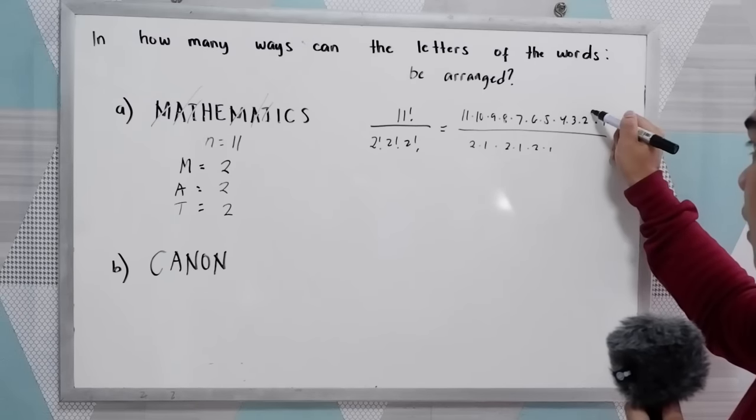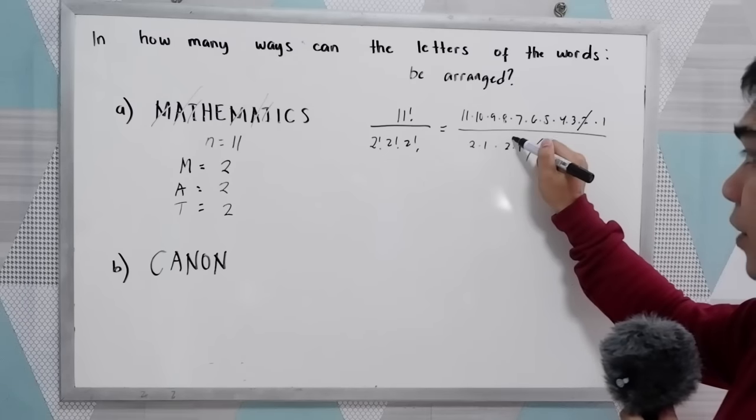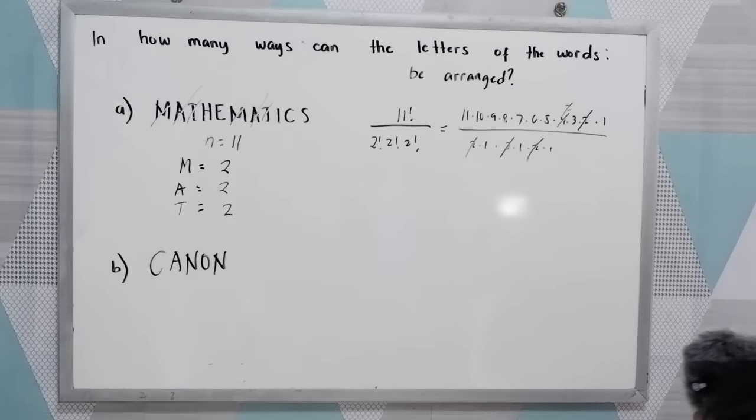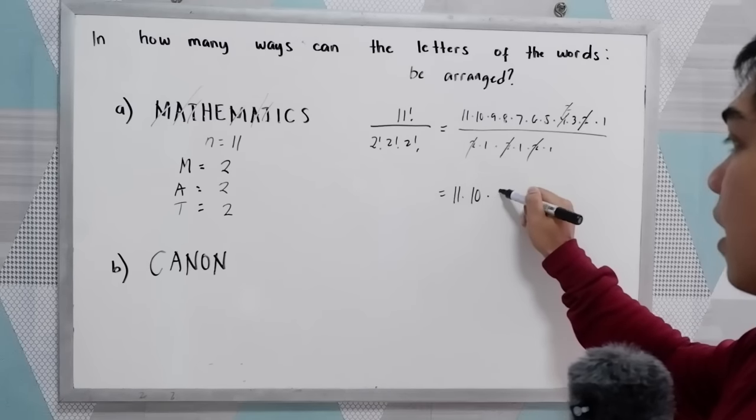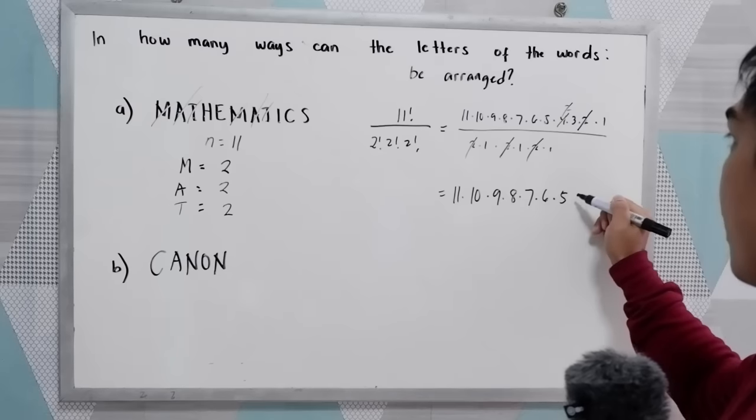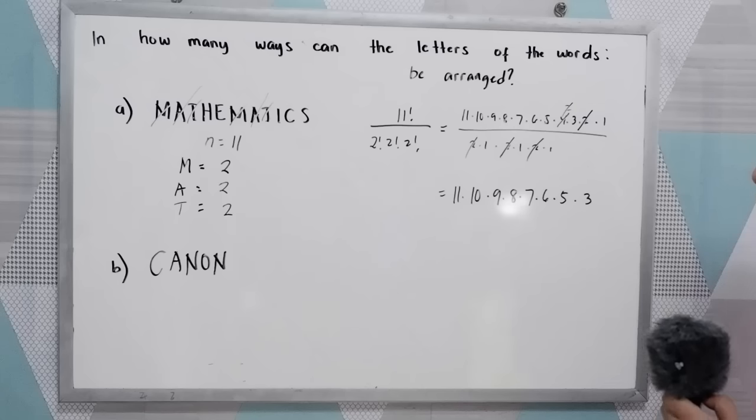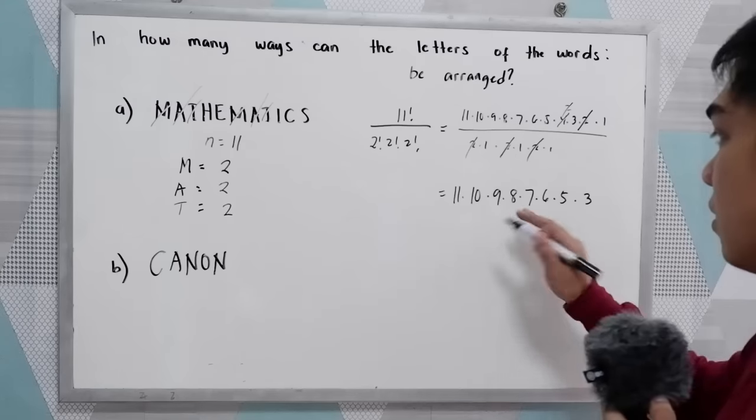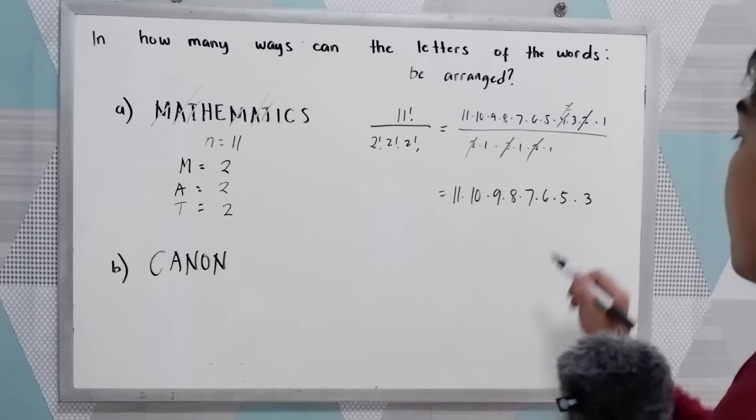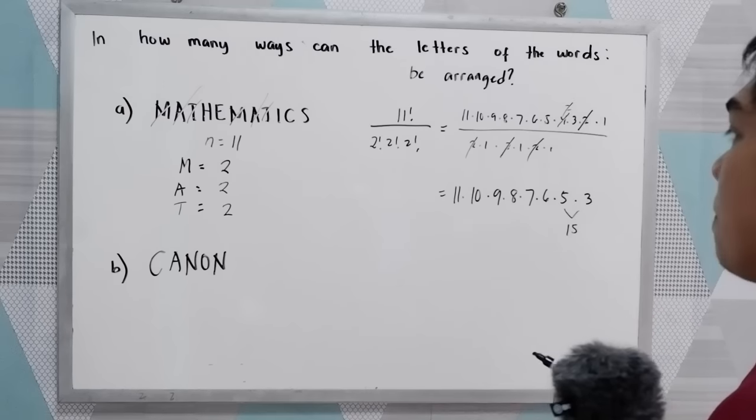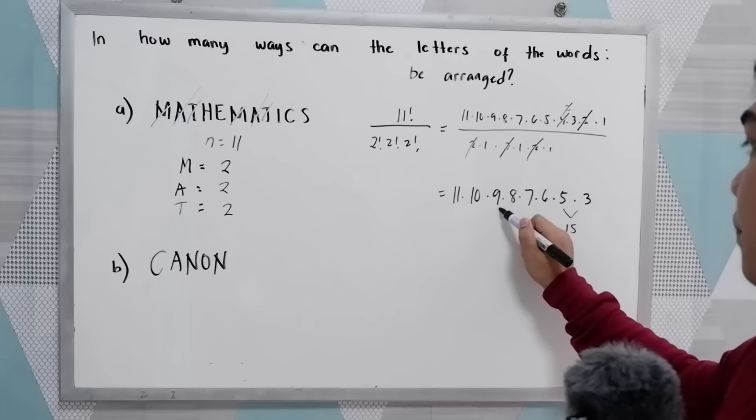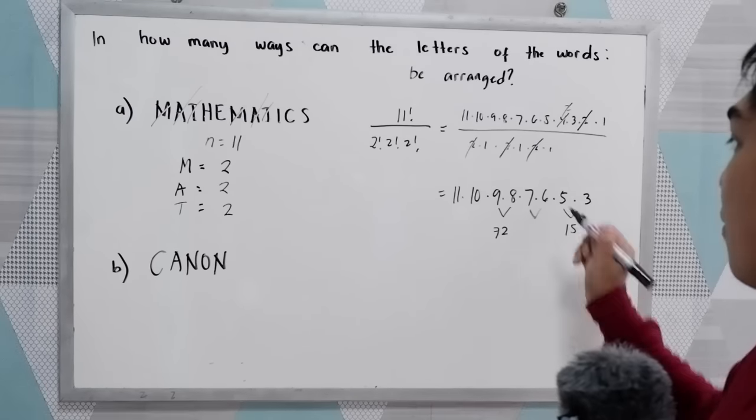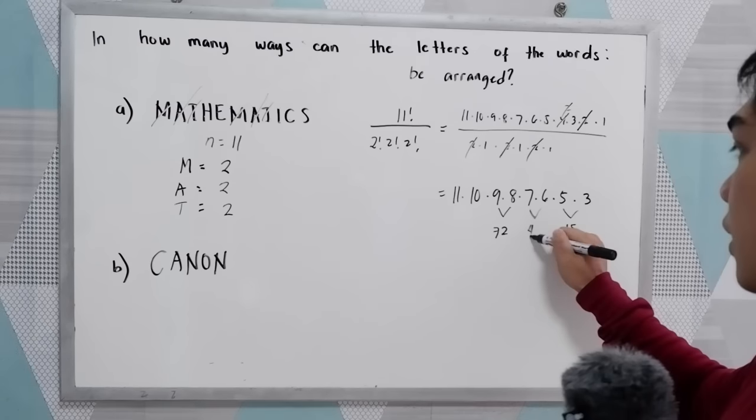Using the cancellation method, cancel 2 in our denominator; 4 will become 2, and we can cancel 2 in our numerator. Now we have 11 times 10 times 9 times 8 times 7 times 6 times 5 times 3 times 1, or simply times 3. Now, these digits you can just enter in your calculator, or if you don't have one, then we can multiply it. So we have 5 times 3, that is 15. Now we have 9 times 8, that is 72. 6 times 7, that is 42.